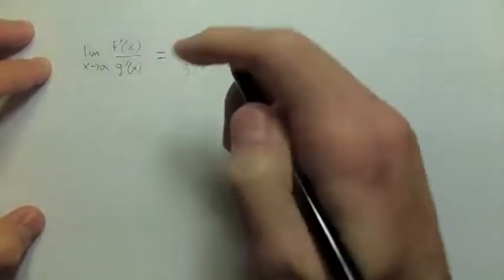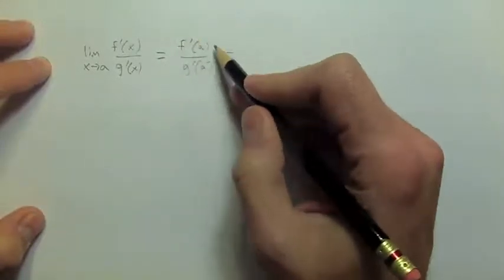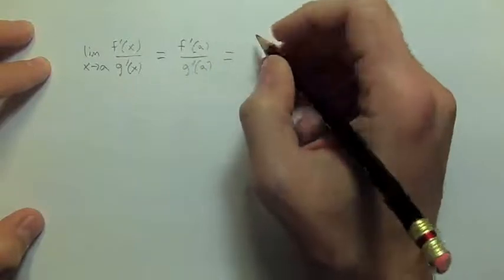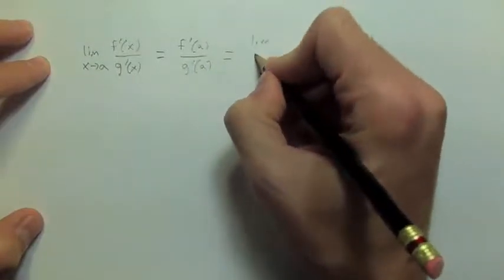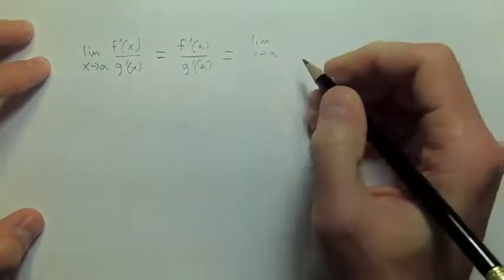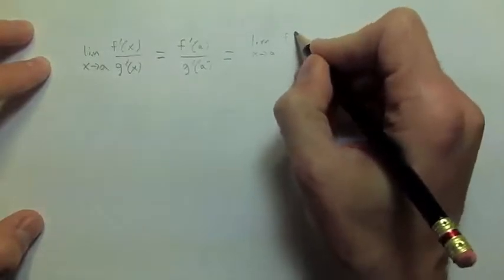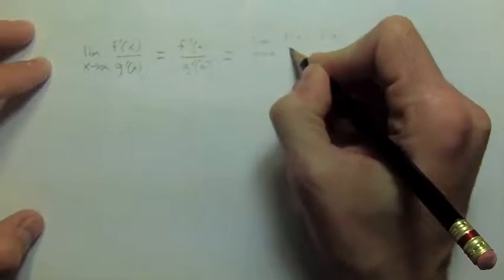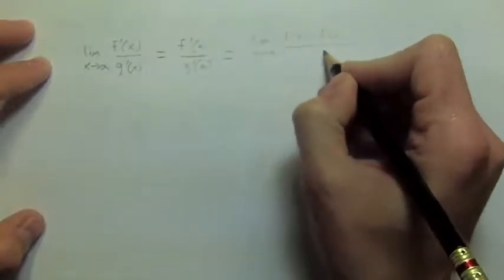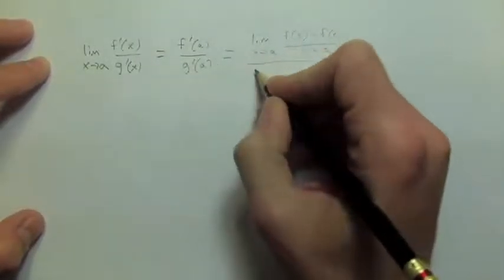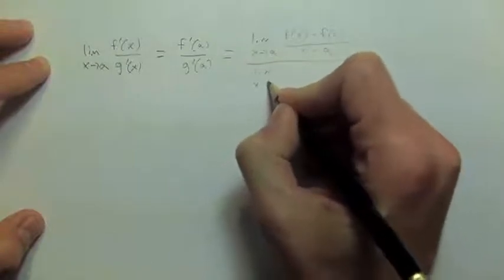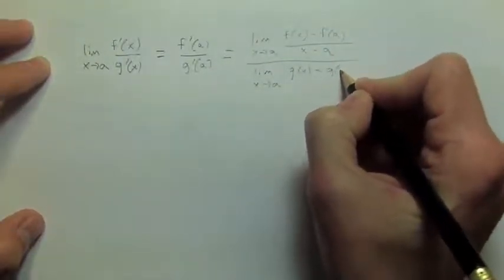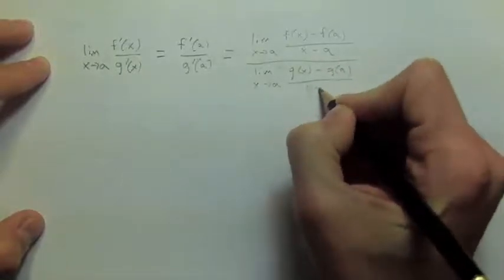And if we go to the definition of this limit, I'm going to the x going to a version. So f prime of a is the limit as x goes to a of f of x minus f of a all over x minus a. And g prime of a would be the limit as x goes to a of g of x minus g of a all over x minus a.